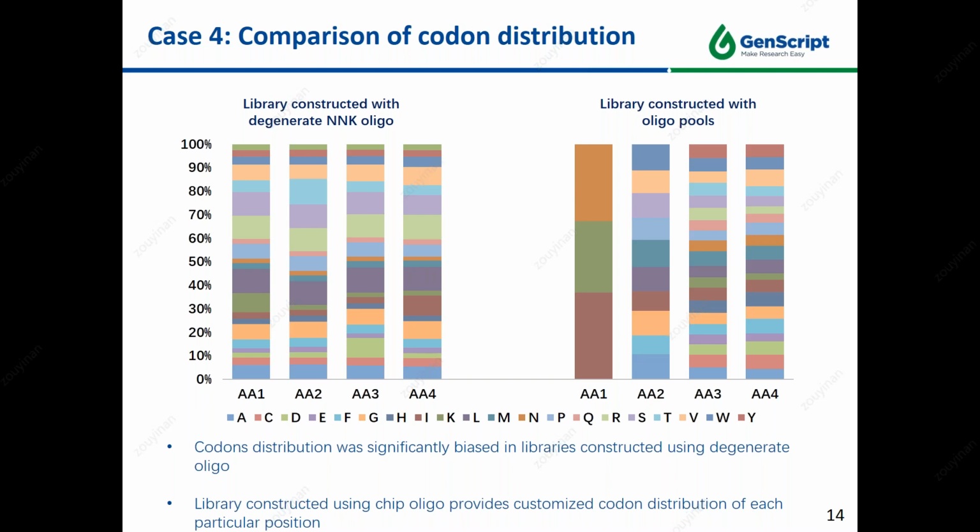Another cause for concern with the degenerated library is that unwanted mutations, such as stop codons, will inevitably be introduced during the construction process, bringing additional screening burden to the users. Since our microelectrodes in the chip will only synthesize the required variants, this allows precise control of the unwanted codons at the minimal level.